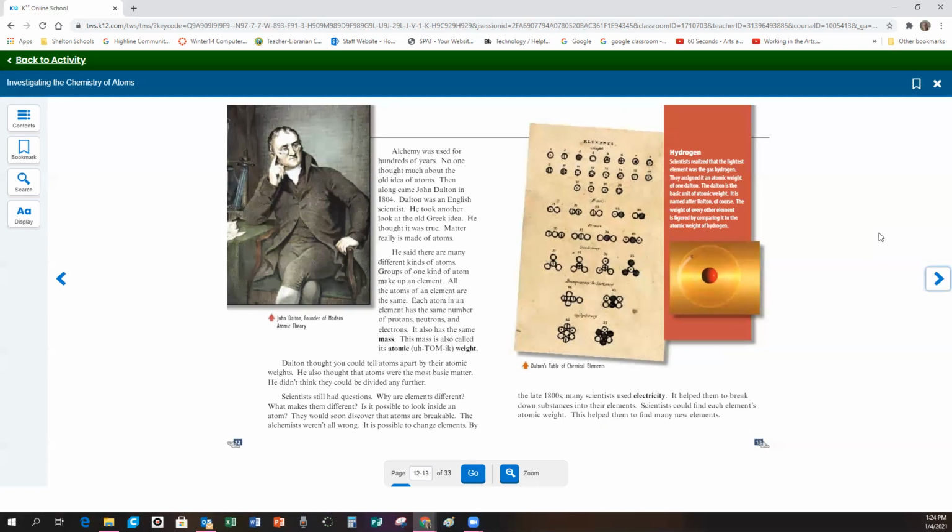By the late 1800s, many scientists used electricity. It helped them to break down substances into their elements. Scientists could find each element's atomic weight. This helped them to find many new elements.